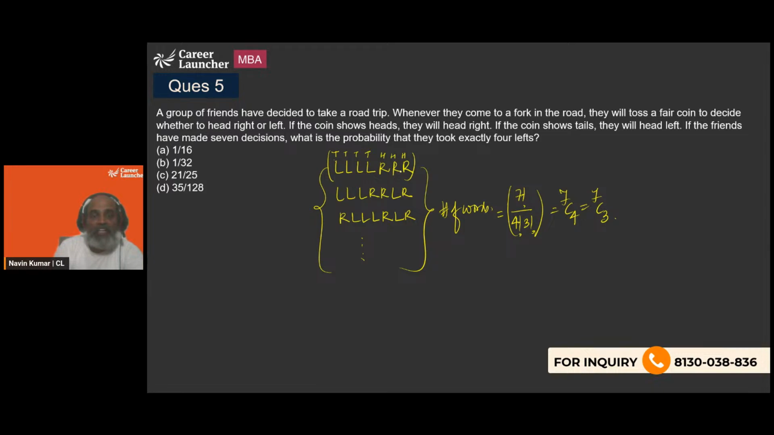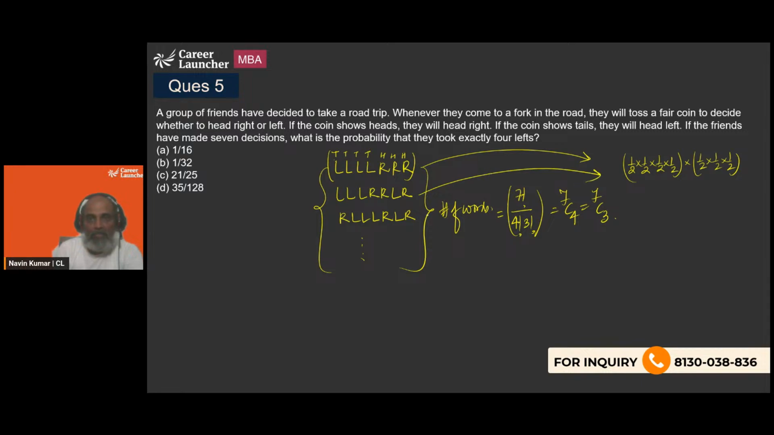So the probability of getting a tail is 1 by 2, the probability of another tail is 1 by 2, the third tail is 1 by 2, the fourth tail is 1 by 2. So this is the probability of getting tails. And then the probability of getting heads is 1 by 2, 1 by 2, and 1 by 2 each, right? So this is going to be the first scenario.